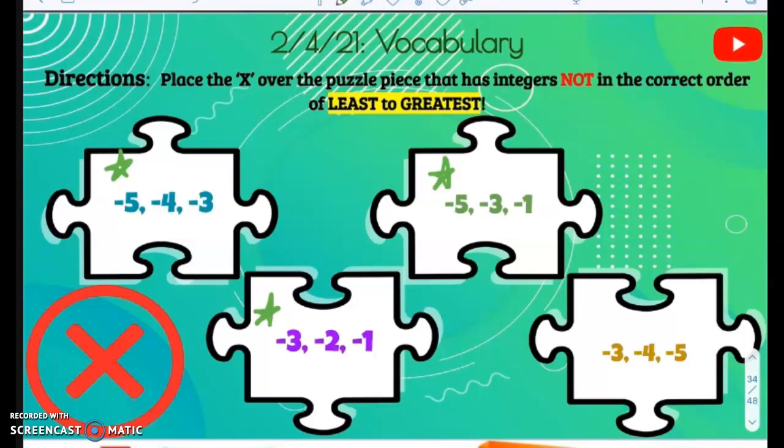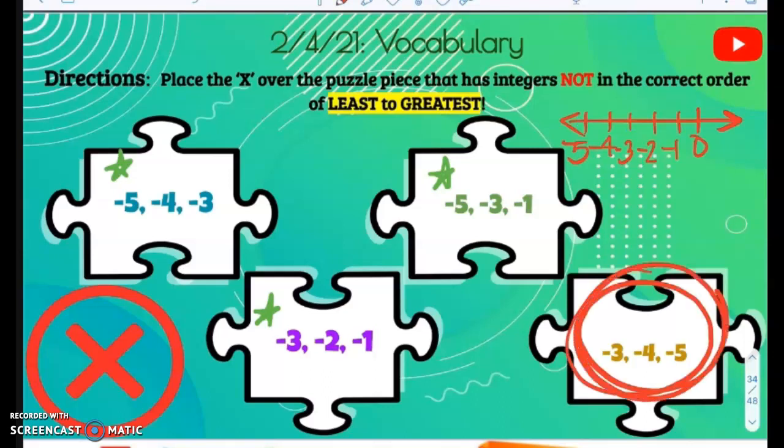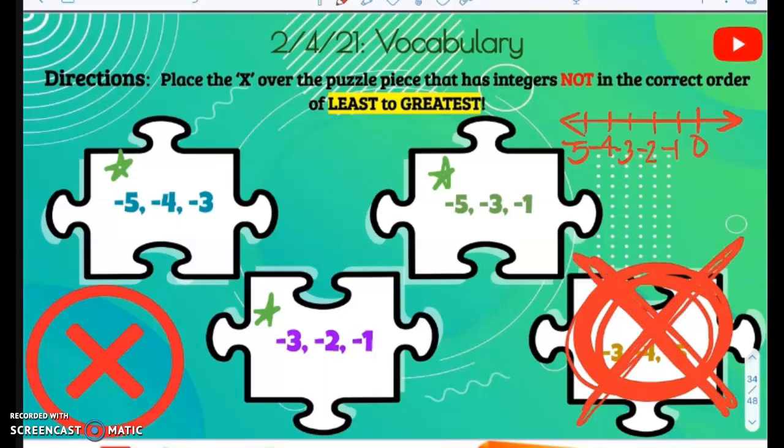If I have a number line, here's 0, here's -1, -2, -3, -4, -5. If I start on this number line at -3, okay, and then -4, okay, we're getting smaller, uh-oh, and then -5, uh-oh, we got smaller. So we are going to place that X over this bottom right corner one because we're getting smaller. That's not going from least to greatest, that's going from greatest to least.